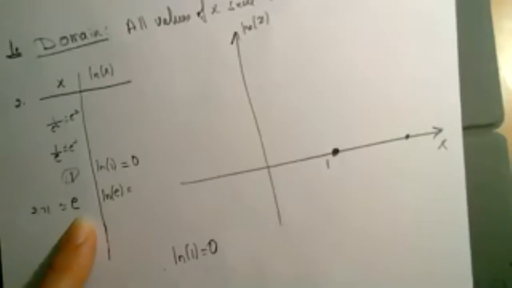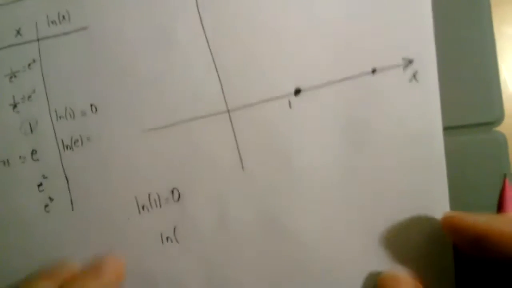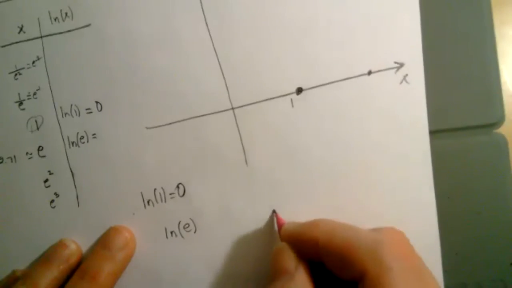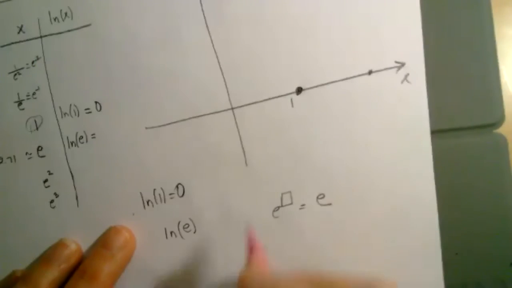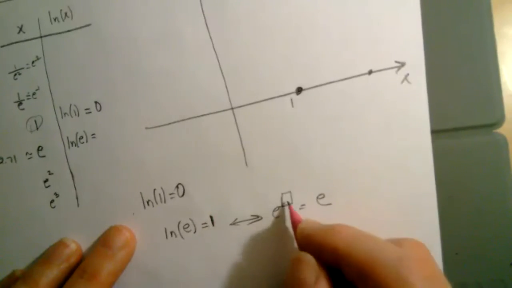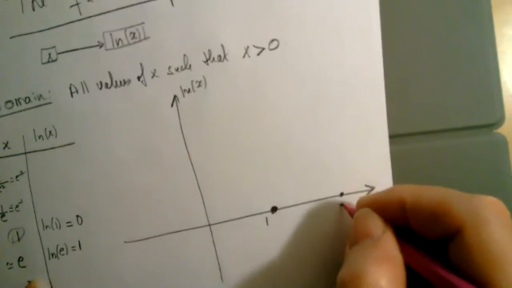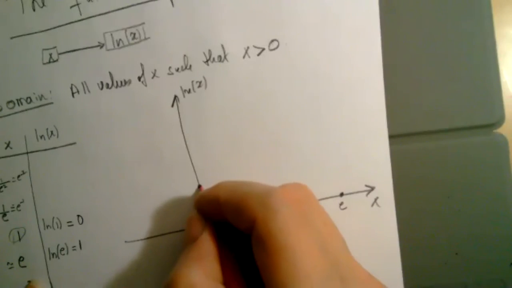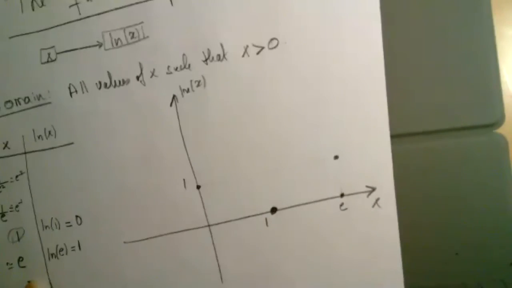What's the ln of e? Again, if you ever forget, you go back to the definition. What is ln of e? The power of e that gives you e. That's the definition. Which power of e gives you e? It is 1. So ln of e is equal to 1. It means if this is e, the output is 1. So that's my second point.